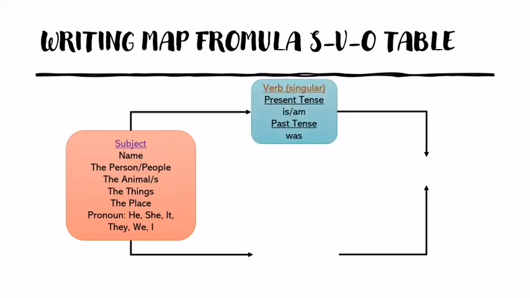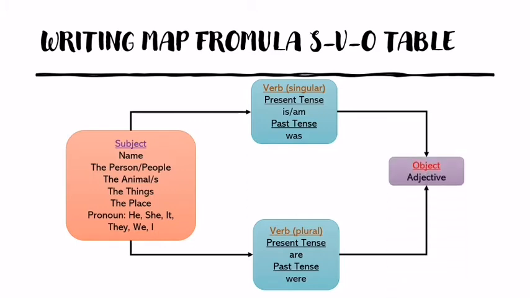Okay, verb is singular. There are two, present tense or past tense. For present tense, it is "is" or "am", and for past tense, it is "was". Okay, next, another verb, but we use plural. For present tense, there are "are", and for past tense, there are "were". Okay, this is the last one. We will use object that we call adjective that we have learned today.